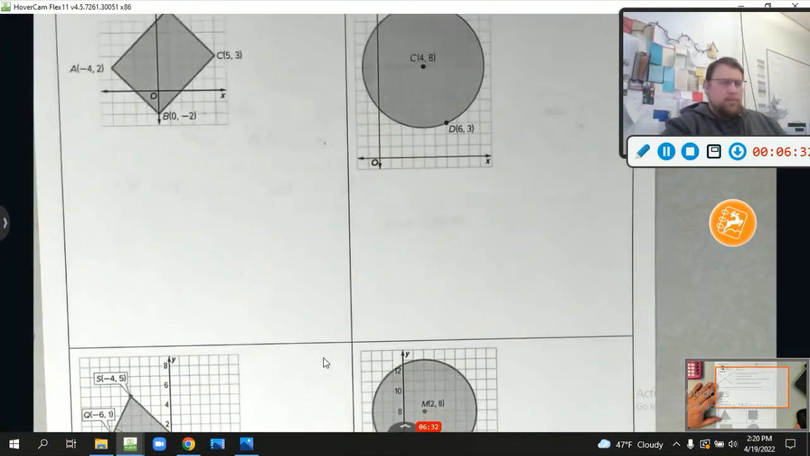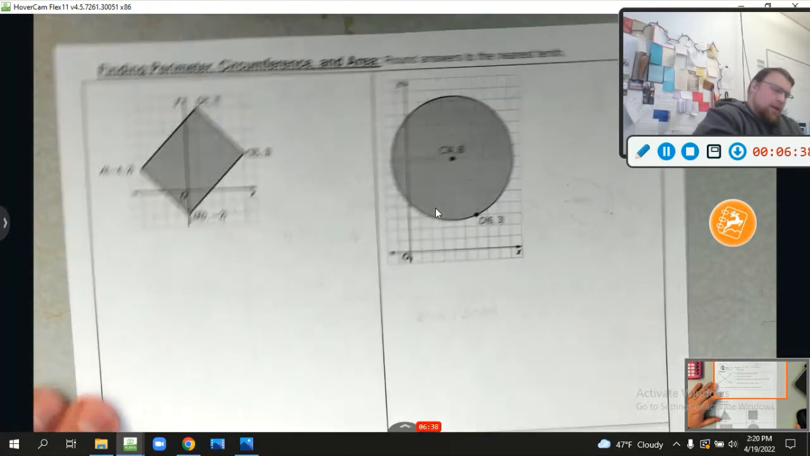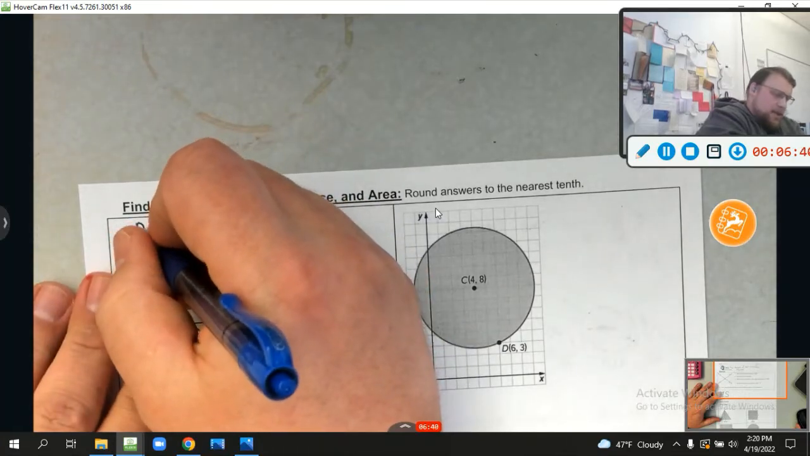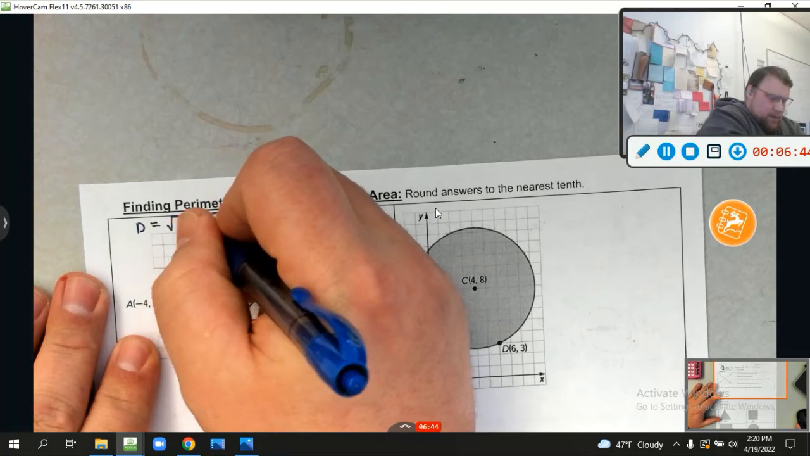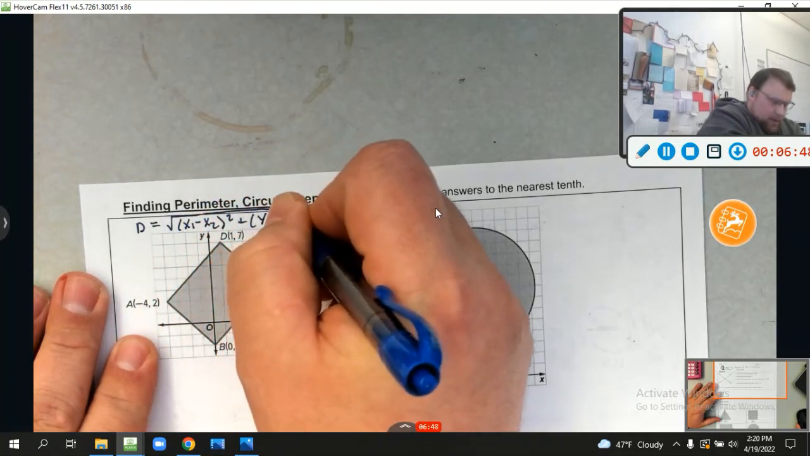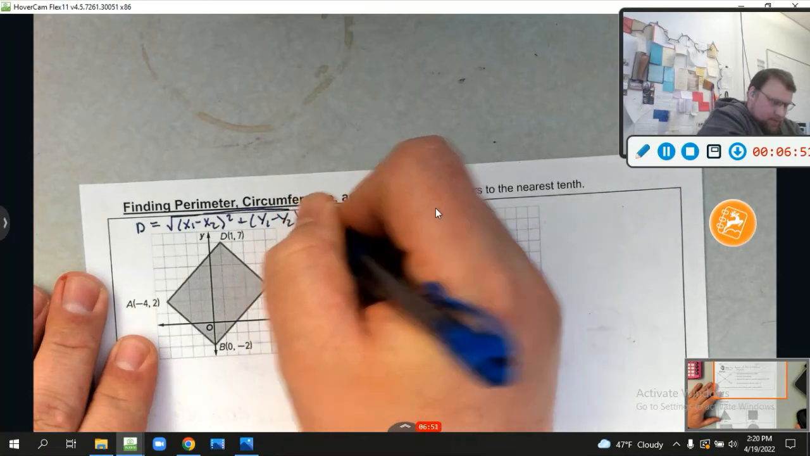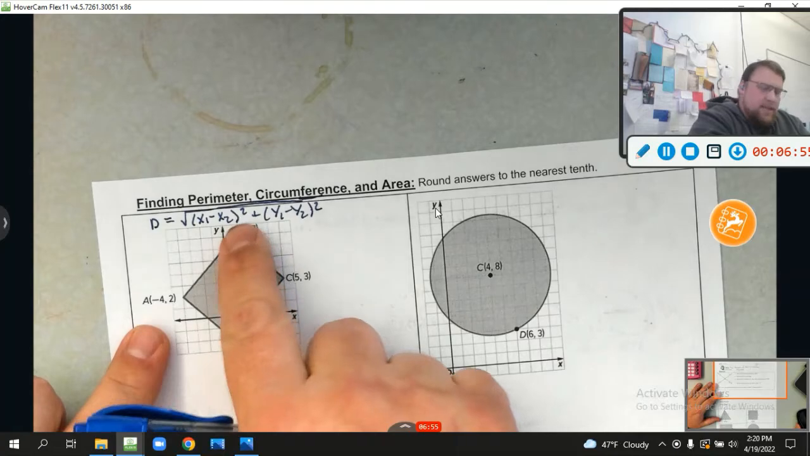This is the real meat of the lesson. We've got to go back and remember the distance formula. You remember that formula that said the distance is equal to the square root of x1 minus x2 squared plus y1 minus y2 squared. We're going to use that because we've got to find the distances between these points.